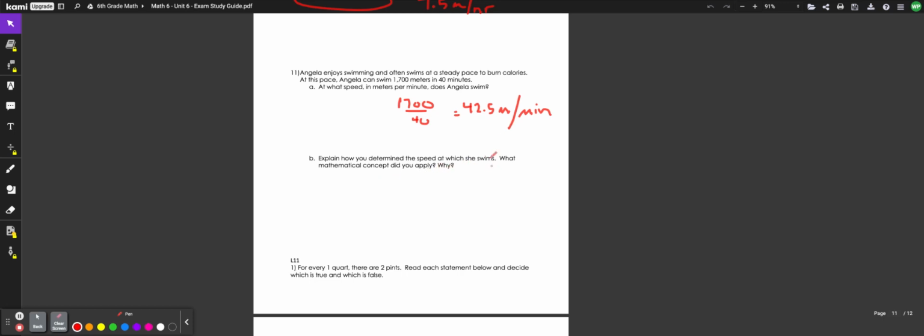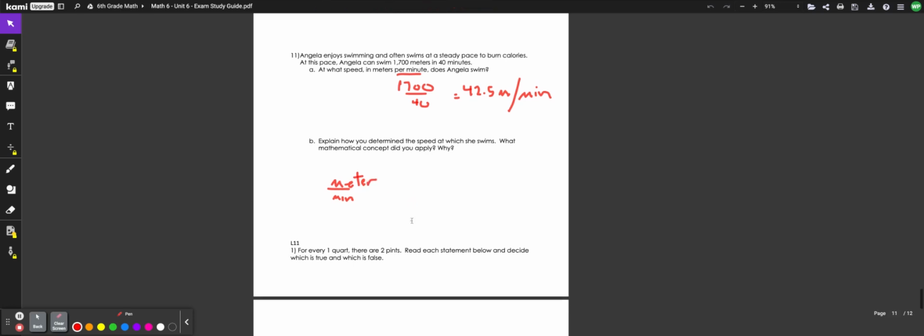Explain how we determine the speed? Well, like we just said, we divide the total number of meters. And because we want to find it per minute, that means the minutes need to be in the denominator. So it means we're dividing meters over minutes.